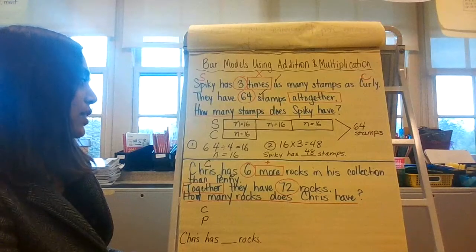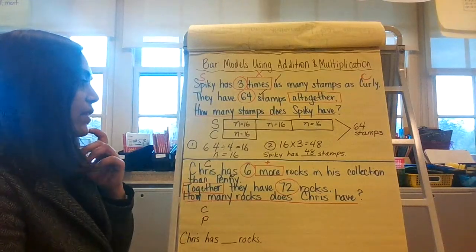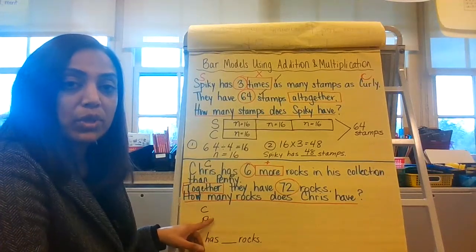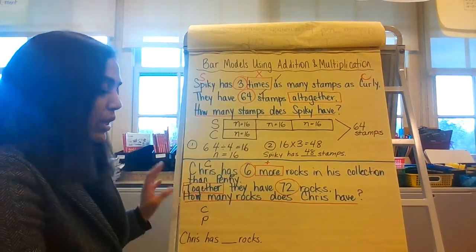Chris has 6 more rocks in his collection than Penny. Together they have 72 rocks. How many rocks does Chris have? Some friends in the classroom were stuck on this one. Totally fine. Watch what we do.